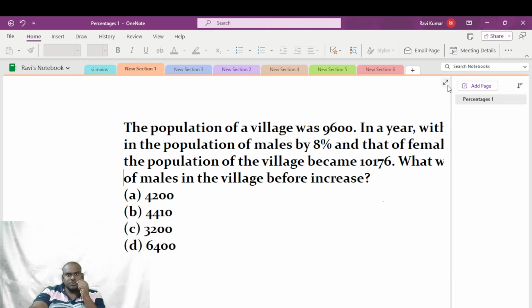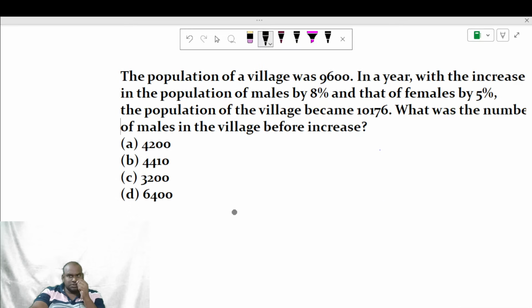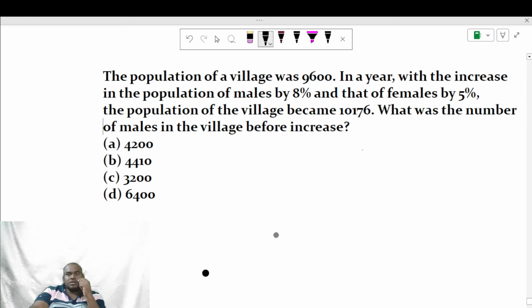Next question. The population of a village was 9,600 in a year. With the increase in the population of males by 8% and that of females by 5%, the population of the village became 10,176. What was the number of males in the village before increase?